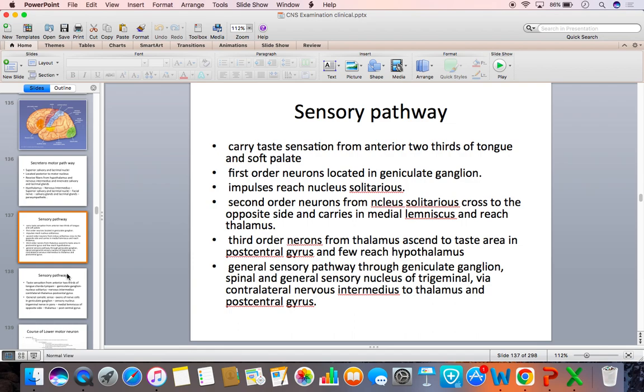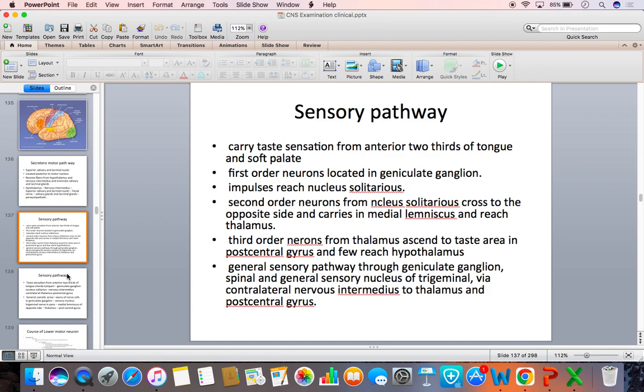Then the fibers cross to the opposite side, ascend and reach the taste center in the postcentral gyrus and a part of the hypothalamus. This is how the sensory pathway for the taste sensation is carried out by the facial nerve.